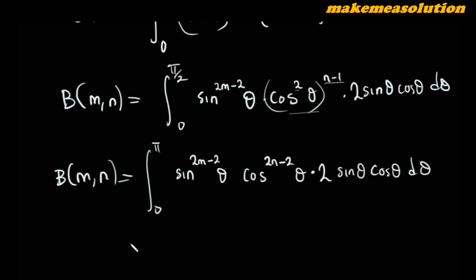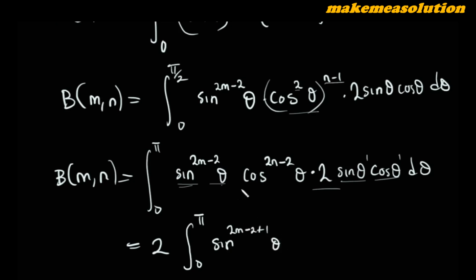Now watch what happens. This 2 is a constant, so it comes out of the integration sign, so you have 0 to pi over 2. Now sine theta is raised to the power of 1 here, and cos theta is raised to the power of 1. So if you apply the law of indices, sine 2m minus 2 theta times sine theta, you're going to get sine 2m minus 2 plus 1 theta. Okay, because by the law of indices, for bases that are similar, the powers add up together.